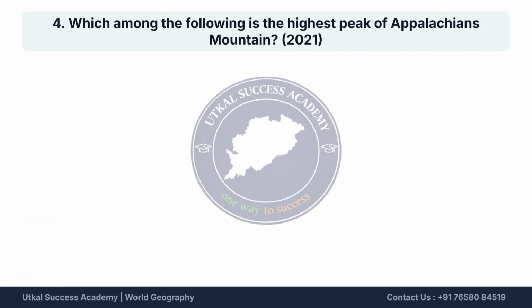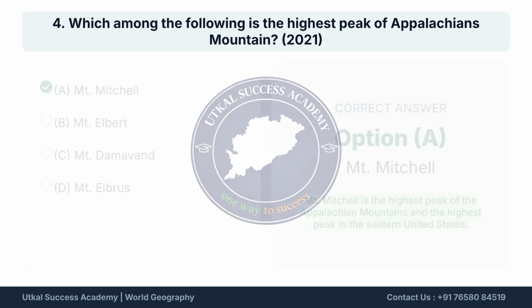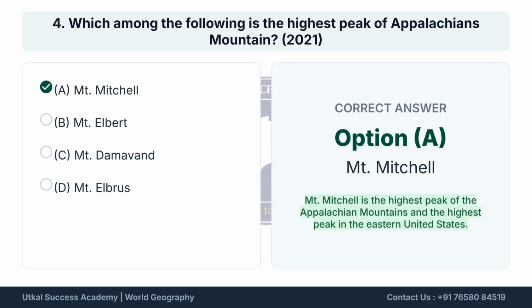Our next question asks for the highest peak of the Appalachian Mountains. The correct answer is Mount Mitchell, which is the highest peak in the eastern United States. Mount Mitchell is the highest peak of the Appalachian Mountains, standing at 6,684 feet in North Carolina. It is also the highest point in the United States east of the Mississippi River.